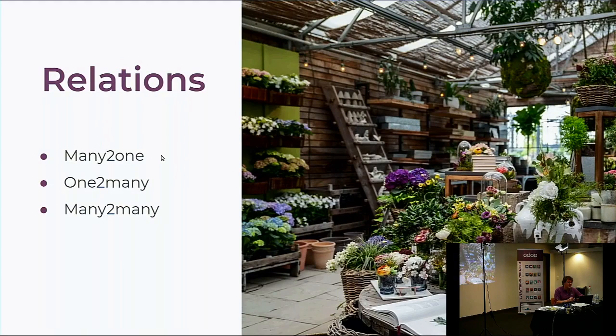The many-to-one is like foreign key in Django. It's a simple link to another object. For example, on the plant order, the customer field should be a many-to-one to a nursery customer. The one-to-many field is the inverse relation. So this is a virtual relationship inverse of a many-to-one.